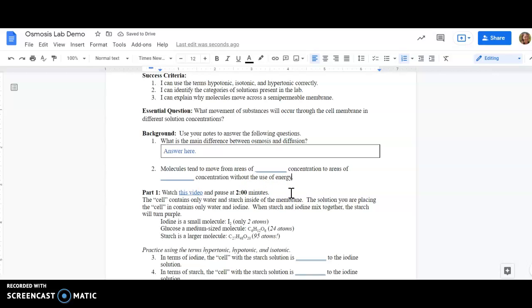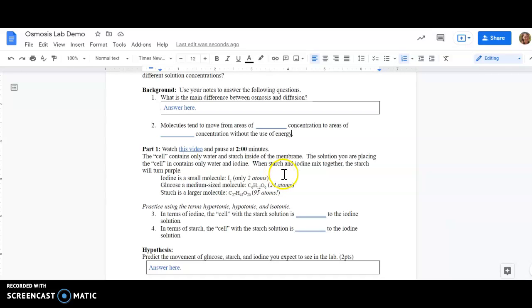If you remember our concentration gradients, we have low to high, so going up a hill, or high down to low, think like going down a hill for concentrations. All right, that's just to warm your brain up before you jump into this lab.